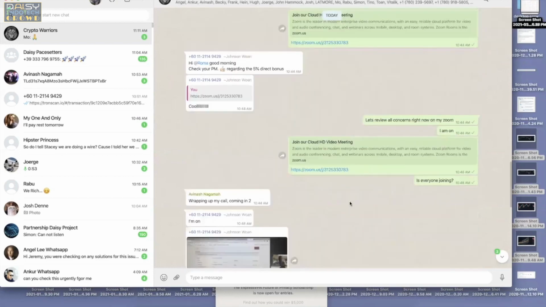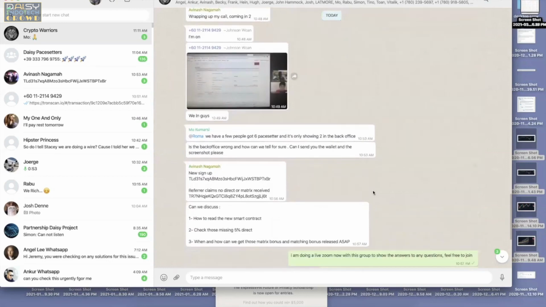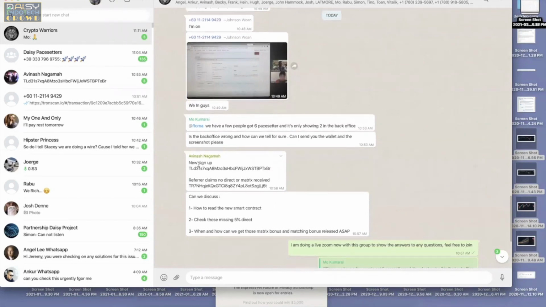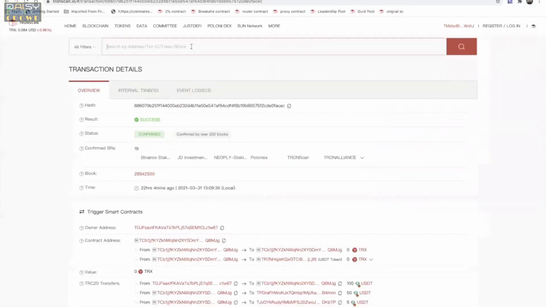Okay, all right, so let's see here. Jeremy, just to confirm, even when those matrix are not getting placed, that person is getting actually placed in the matrix though? Yeah, they're getting placed in the matrix and it pays out the referral bonus. Okay, got you. So let's look at yours, Avi. New sign up, referred claims, no direct or matrix received. So let's go here. Here's the new sign up. We're just going to go right to their wallet.